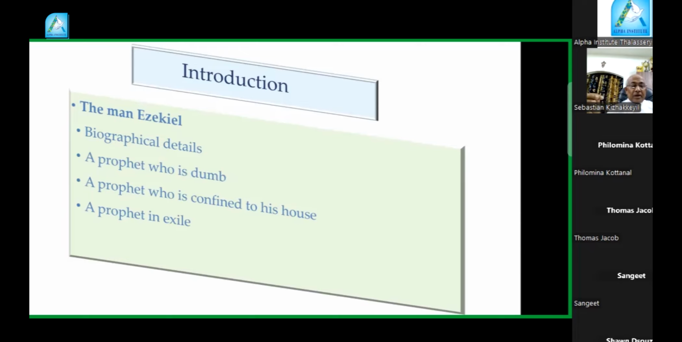Biographical details: this prophet was born in 623 BC in Jerusalem and died in Babylon in 570 BC. Once again, when you look at any important persons, especially saints, first we look at their birth and death. So this man was born in 623 BC.